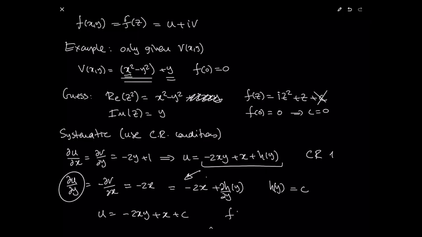But now remember, f of z at 0 equals 0, which means c equals 0, and we recover exactly what we had before, which is u equals minus 2xy plus x, and v is given up there, and that is nothing more than f of z equals i z squared plus z. So that's the way that you'll probably do it in many cases. It's always much quicker to guess, but you know that you've got a systematic route to figure out all the bits of a complex function, or of an analytic function, if you're given one of the bits.